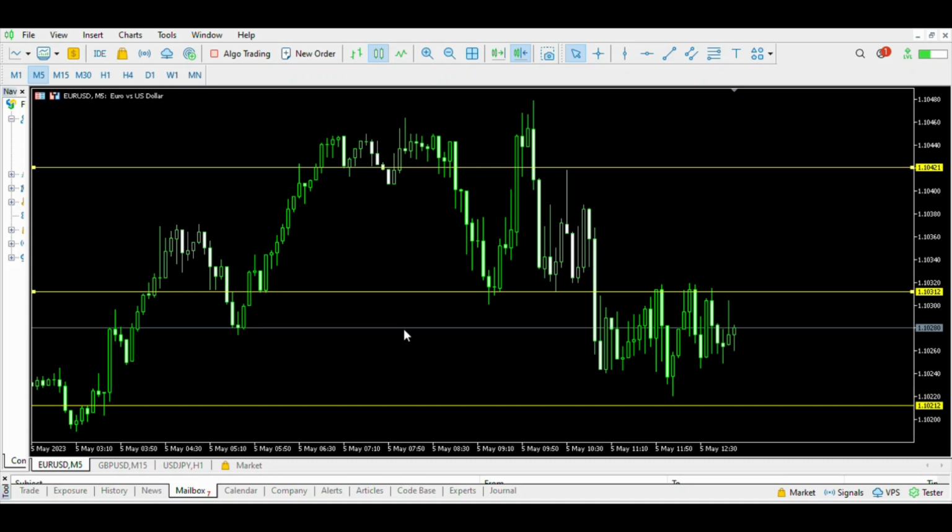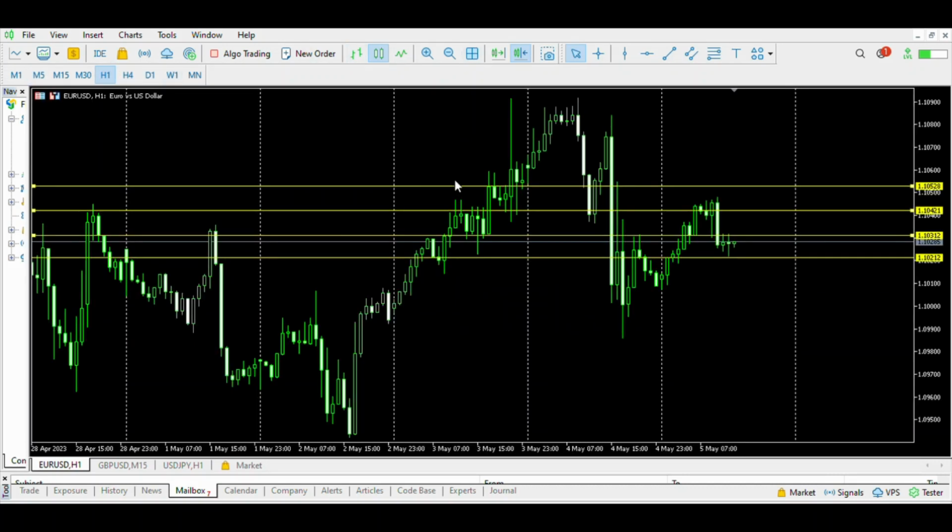If you're swing trading, none of this matters. You're looking at H1 and you're still probably trying to take this move all the way down to here, so it doesn't really matter if it comes all the way back here. So if you're scalping, take what you can, get out and call it a day. Keep it moving, keep it simple.